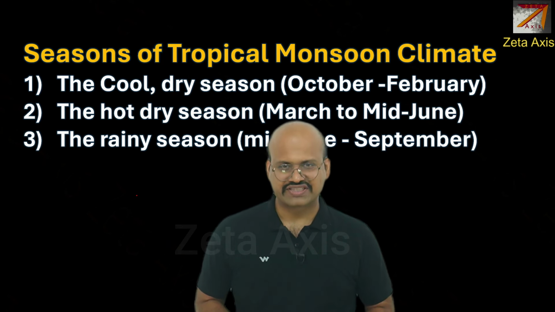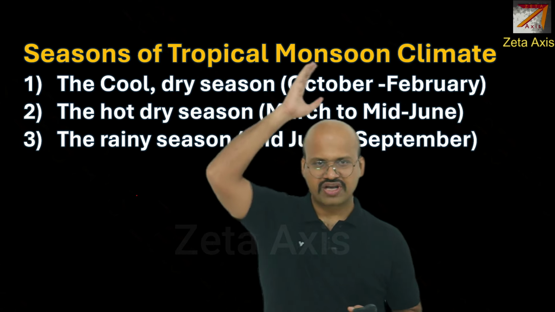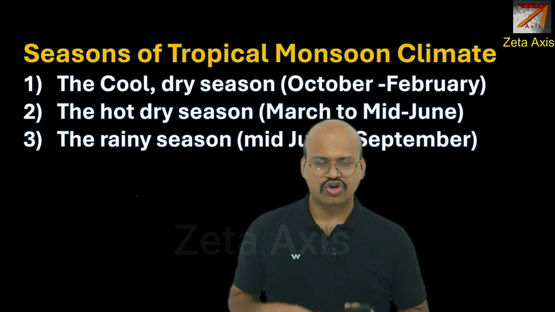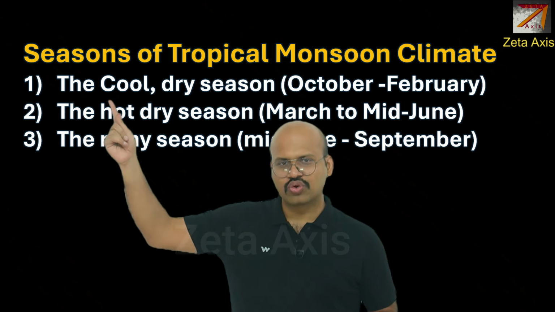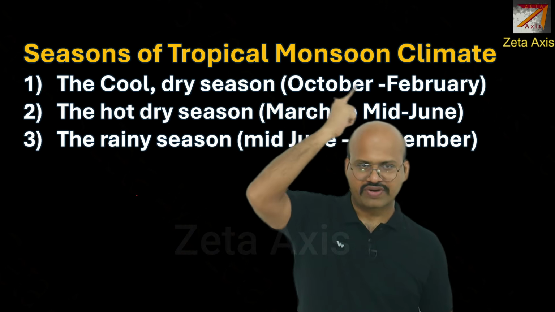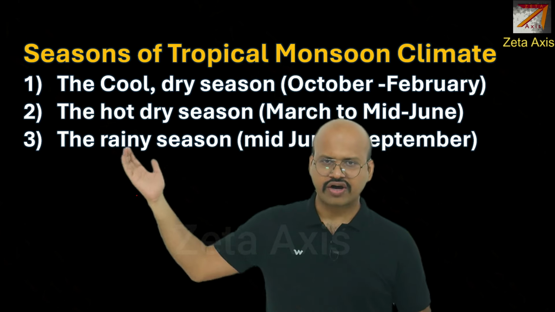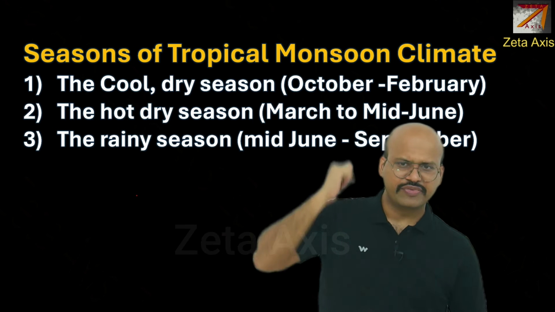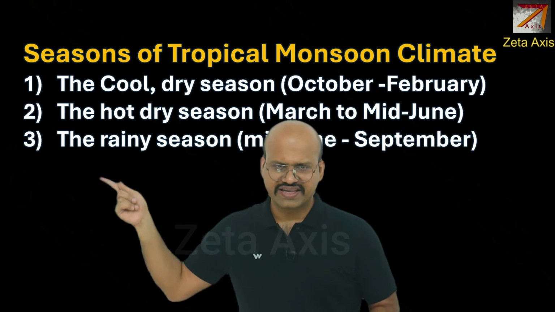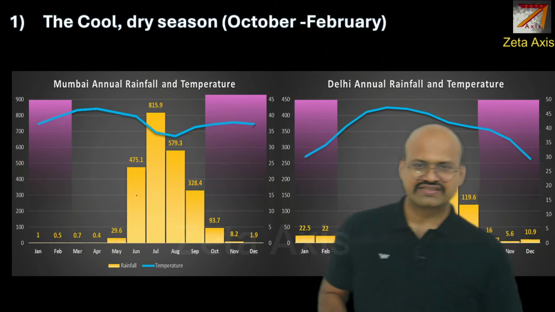Now let's try to understand the different seasons of the tropical monsoon climate. The tropical monsoon climate can be divided into three main parts. The first is the cool and dry season, which starts from October and lasts till February. Then we have the hot and dry season, which starts from March and lasts till mid-June. And the third is the rainy season, which is from mid-June towards September.